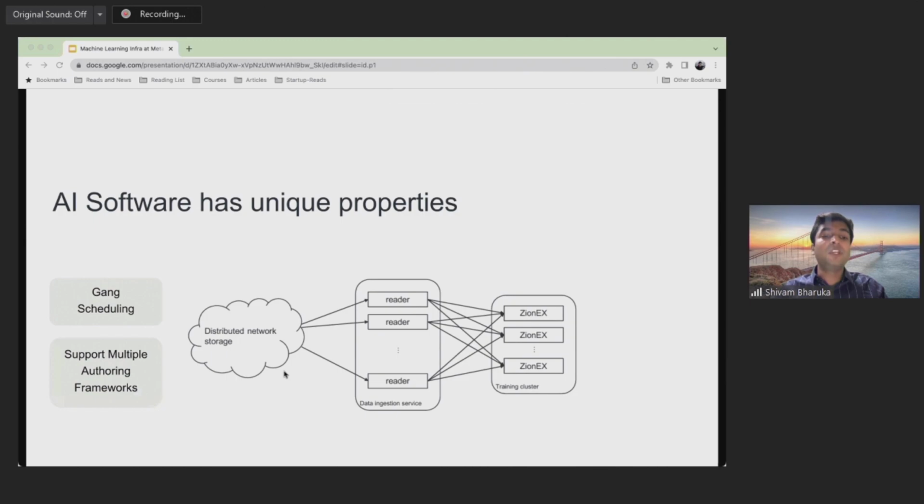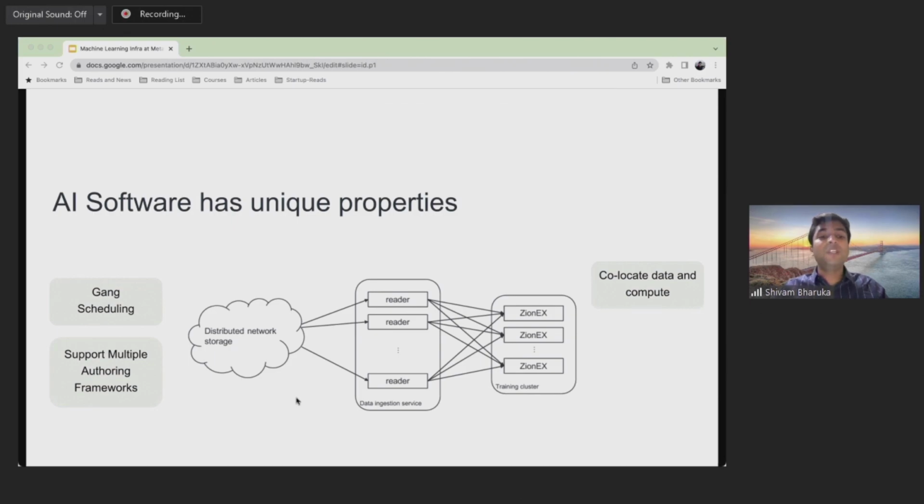Next one is we need to support multiple authoring frameworks. We have frameworks based on PyTorch. We have frameworks based on top of PyTorch, which abstracts away different modules of PyTorch. And then we have legacy Caffe2 systems. We have multiple teams having their own authoring framework itself. So all of these frameworks and their different properties need to be supported by the AI infrastructure team itself.